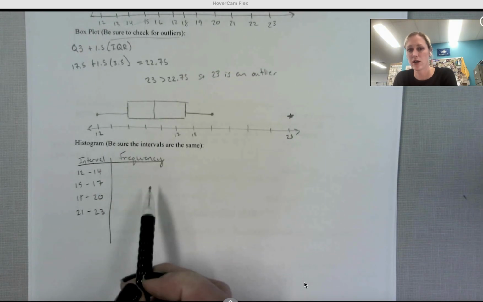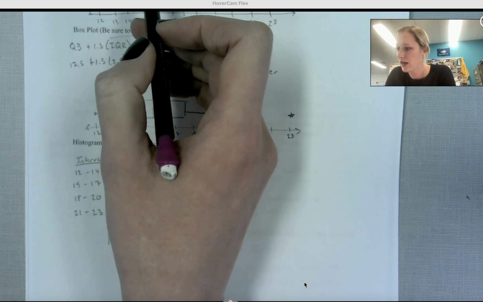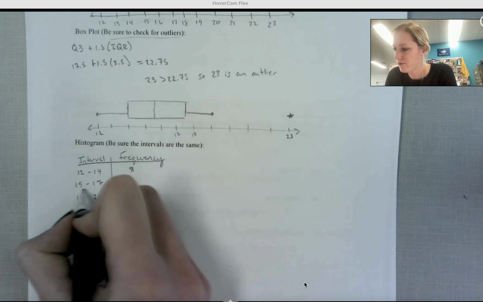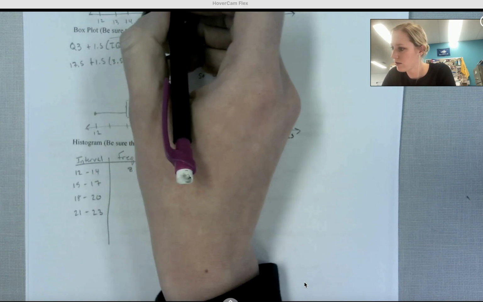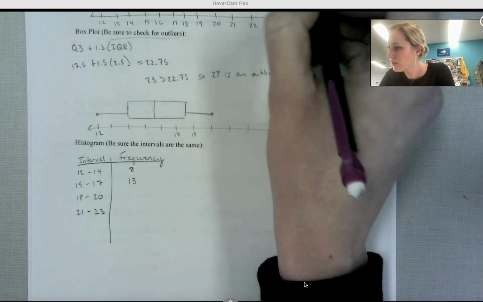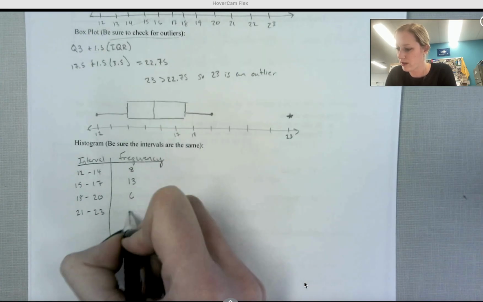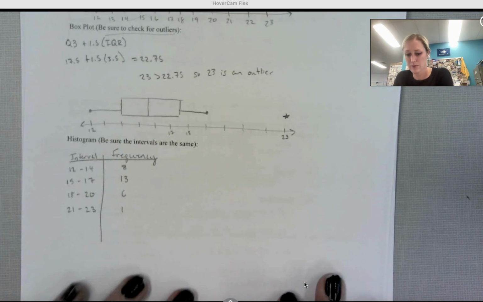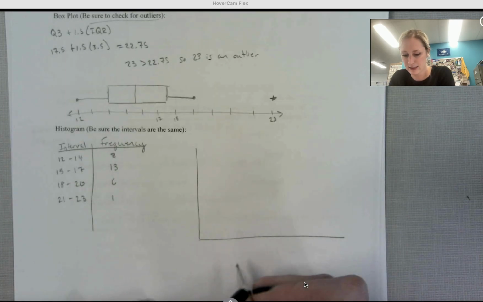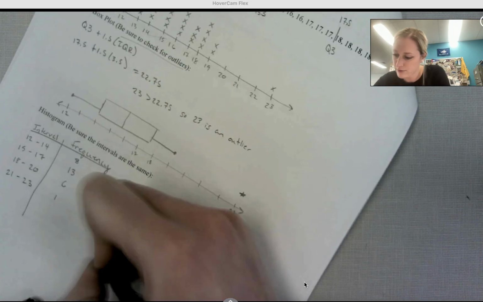Okay. All right, so then my frequency, so from 12 to 14, we have 8 of those. From 15 to 17, looks like 13. 18 to 20, so these guys, we've got 6, and we only have that 1 in that last range. So this frequency table then helps me set up my histogram. Remember, we want to label our axes, okay? So this would be our interval, and this would be our frequency.